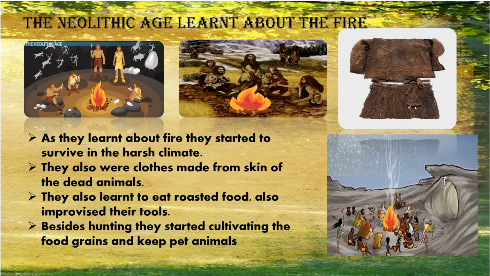As we learned from our previous lesson, Evolution of Mankind and Stone Age, they used pieces of flintstone banged together to create a spark, or rubbed two dry sticks with each other to generate enough heat to start a blaze. As they learned about the fire, they started eating roasted food. They also improved their tools for hunting and other purposes.